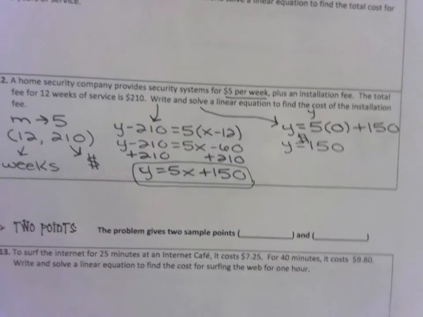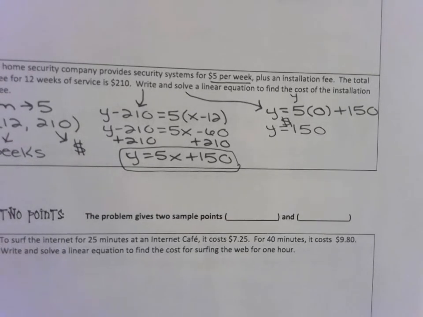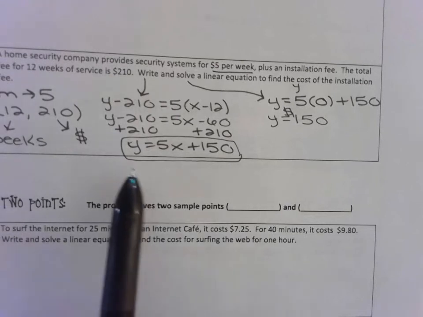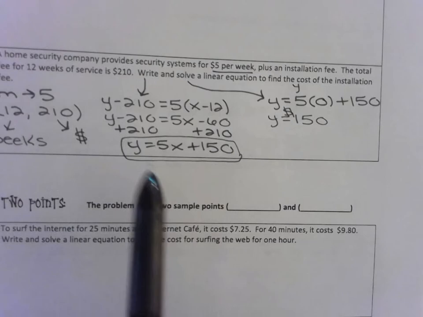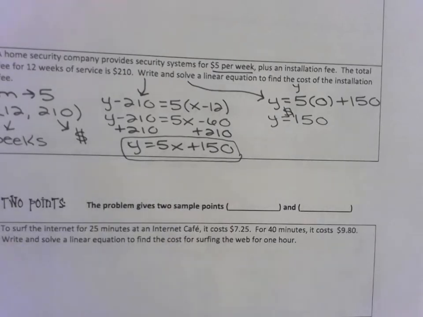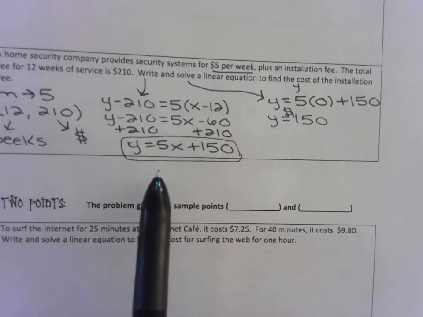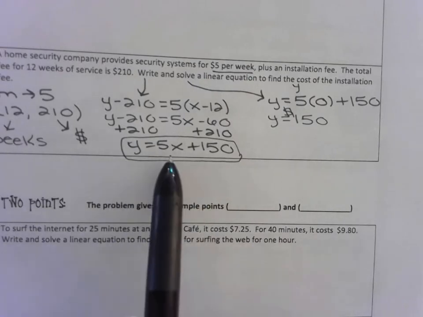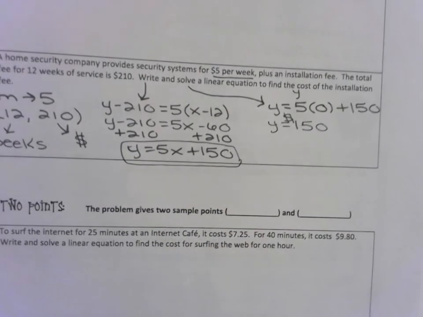Now, how else could you figure out the installation fee without necessarily plugging in 0? Look at your equation. How else can you find the installation fee by looking at your equation without plugging in 0? Plus 150. Yeah, you have 150 at the end. So read your story problem. It's $5 a week plus the installation fee. So if you look at your equation, it's $5 a week, so 5x, plus the installation fee, which is 150. So you could also figure it out from there.